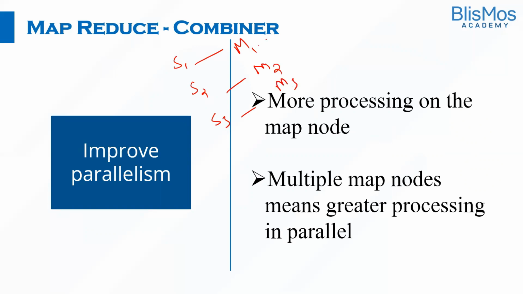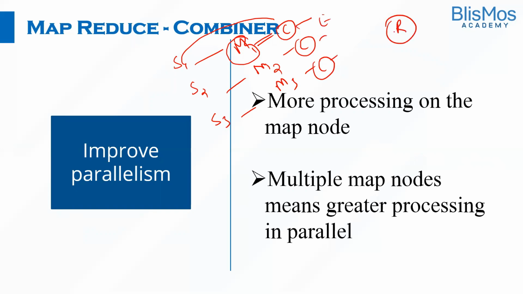If you see, combiners are working in the systems where the data is there. They are taking the outputs of mapper directly and combining them in the same system before they are sent to the reducer. So more processing is done on the map node. So that way the capacity of the individual systems are utilized here, increasing the parallelism, increasing the distributed processing.